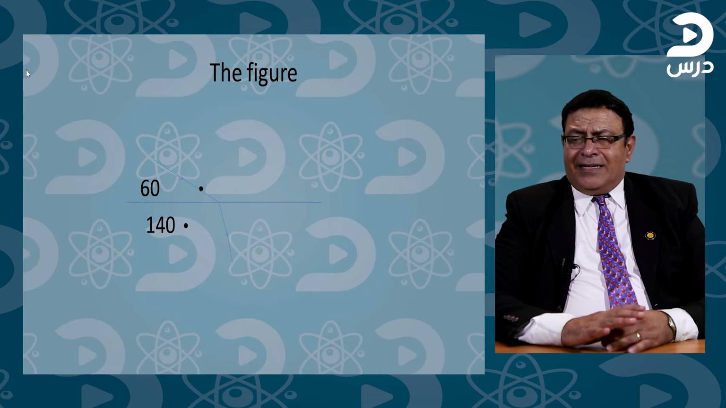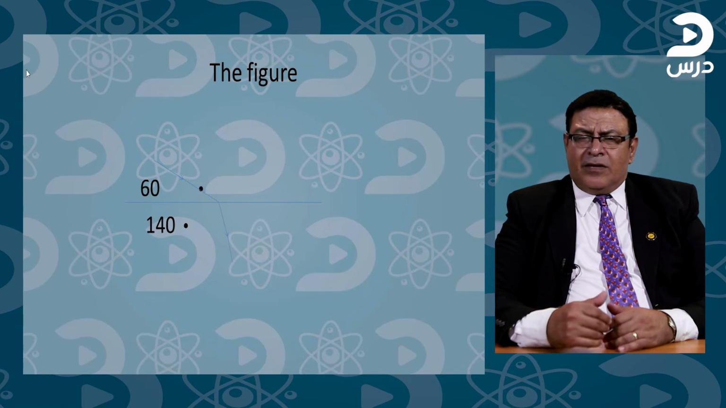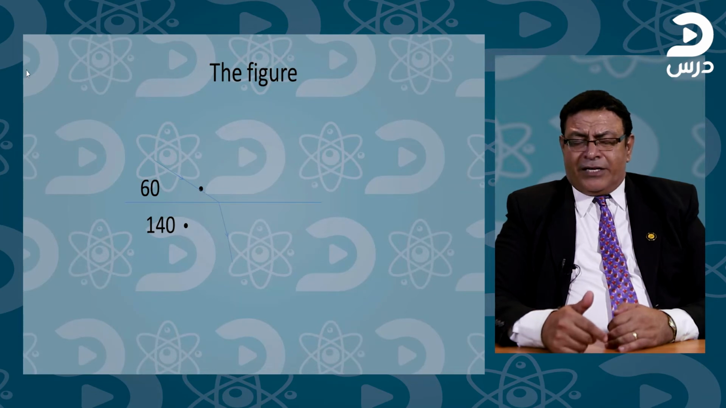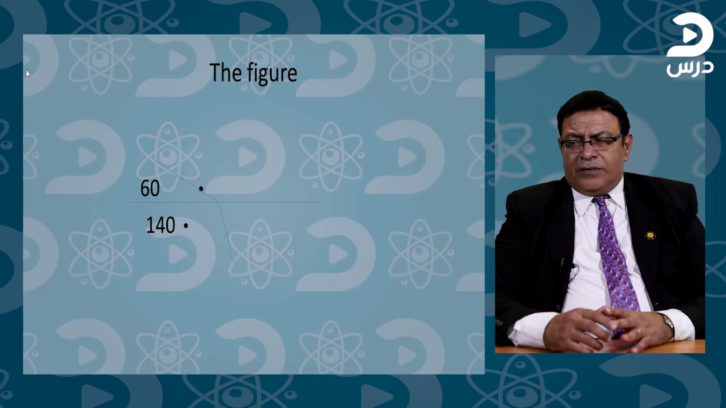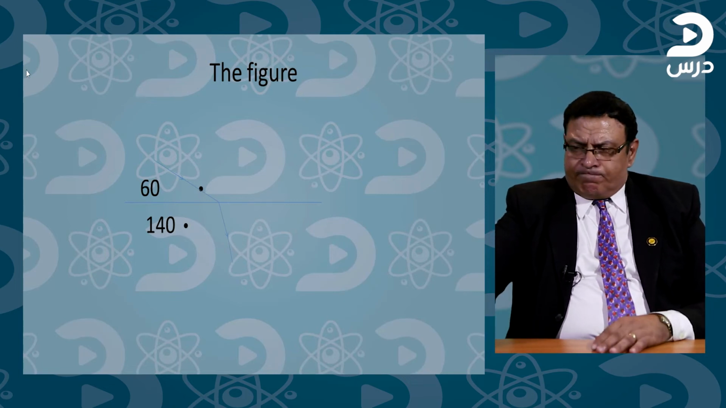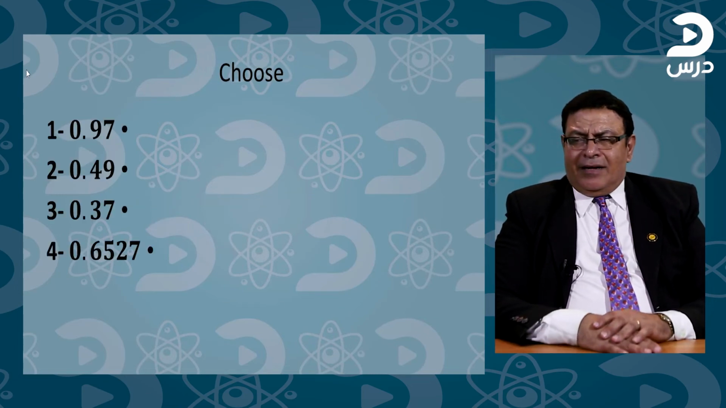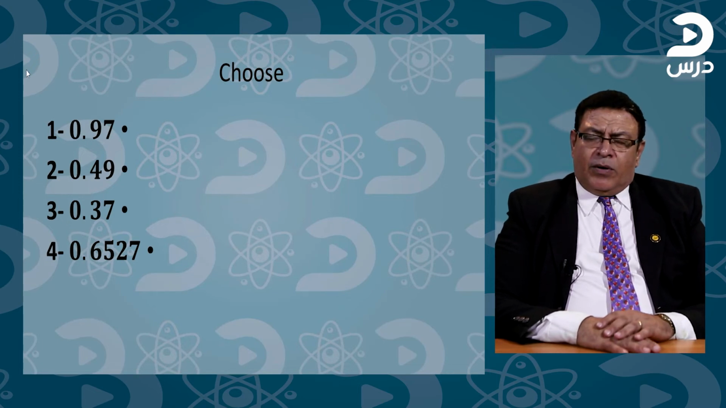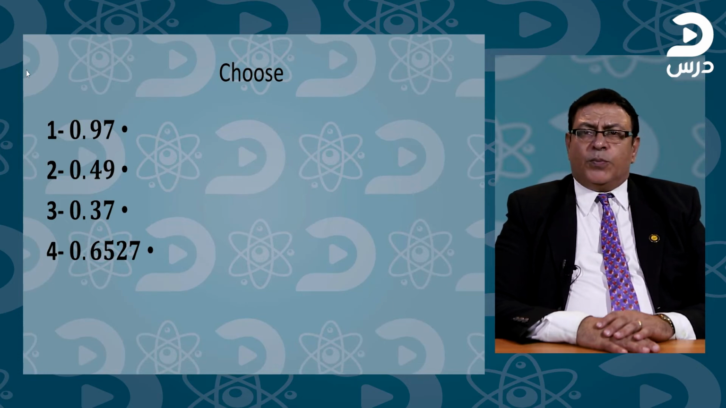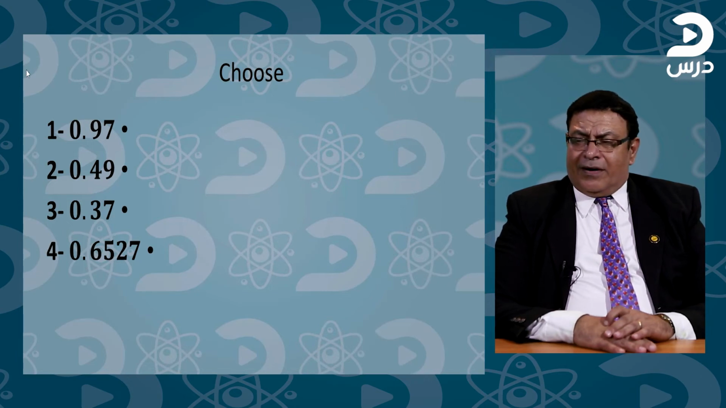ادي الفيجرز هنا incident ray وهنا في انجل ما بين الانسيدنت ray والسيرفس 60 and السيرفس والريفراكشن 140. نفكر بقى ازاي نحل البروبلم دي. ايه بقى اللي تشوز؟ هنا بيقول لي هل هي ب 0.97 ولا 0.49 ولا 0.37 ولا 0.6527؟ نفكر كده مع بعض.